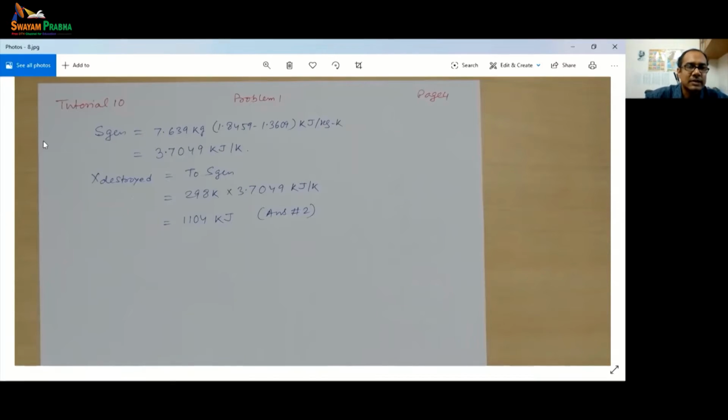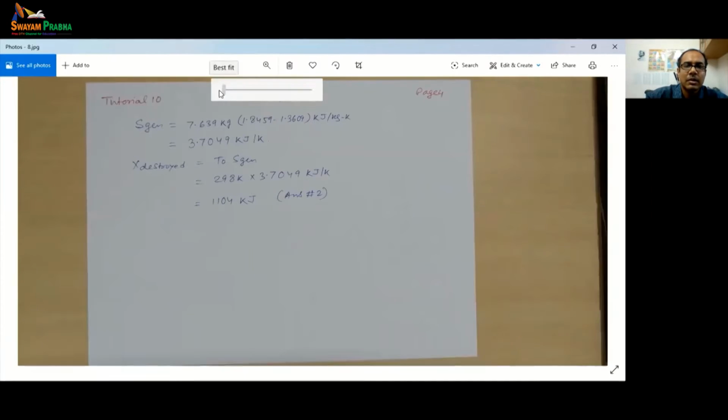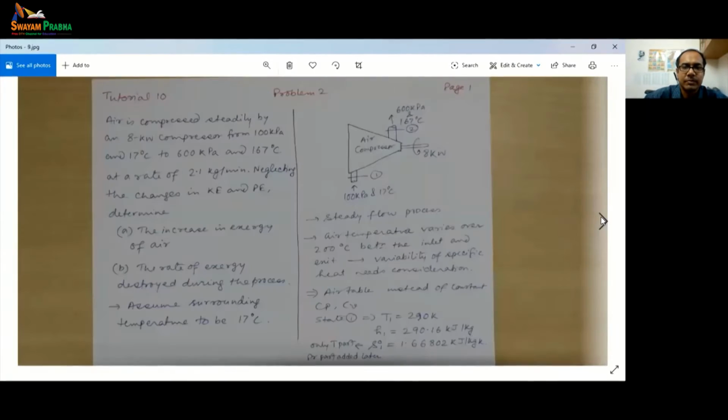Okay, so that brings us to the end of this problem, which is on a closed system. Now we'll move to the next problem. So this is the next problem, and it is on a flow system.